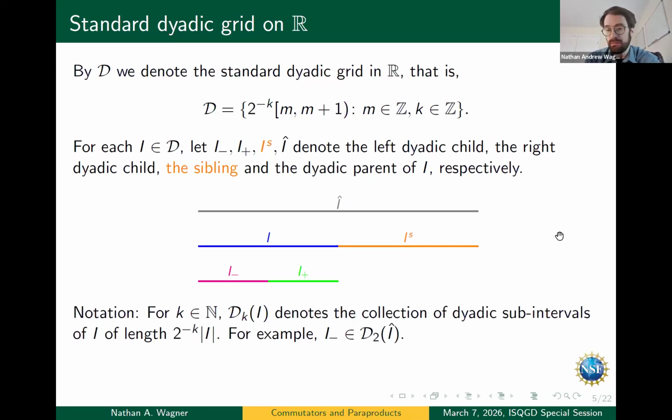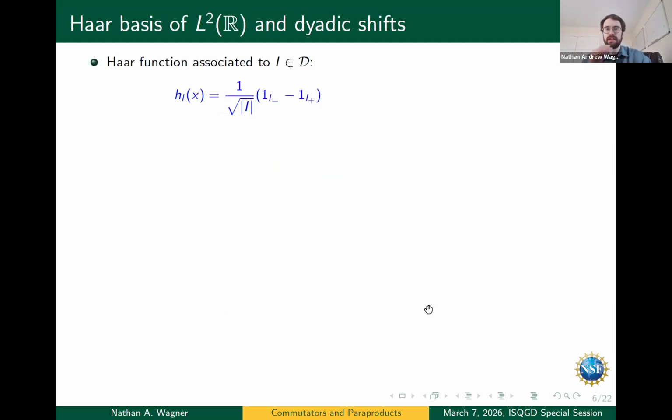And one additional piece of notation: if we have a natural number k, D_k(I) denotes the collection of dyadic subintervals of I of length 2 to the minus k times the length of I. So these are the descendants of an interval that are k levels down in the dyadic grid, that are obtained by subdividing into two k times.